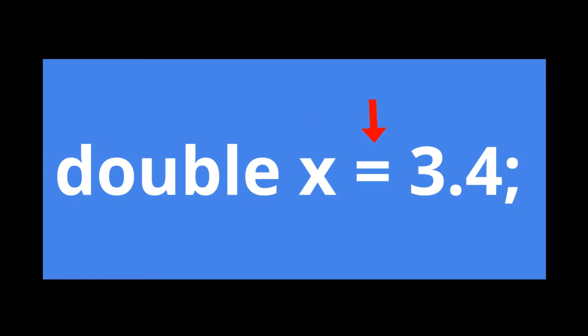Here we have our equal sign, which sets our variable equal to a certain value. After this, we have the actual value that our double is equal to. In this case, it's 3.4. And then following this, we have a semicolon, which tells the computer that this is the end of our line of code.